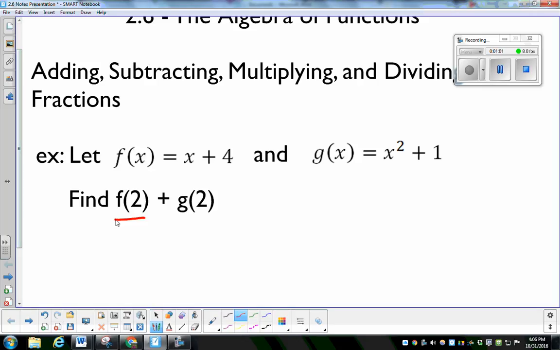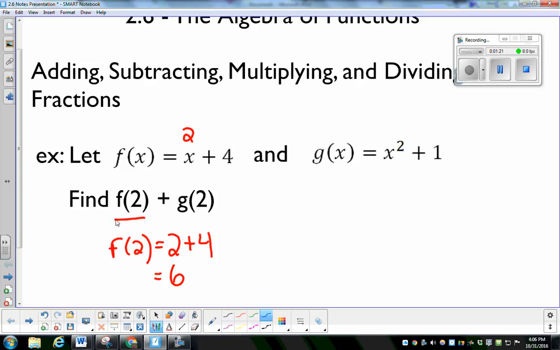So I'll find f of 2 here in red. So I'm going to do f of 2. Remember, that just means I'm plugging a 2 in for that x right there. So it equals 2 plus 4. So that means that f of 2 equals 6.